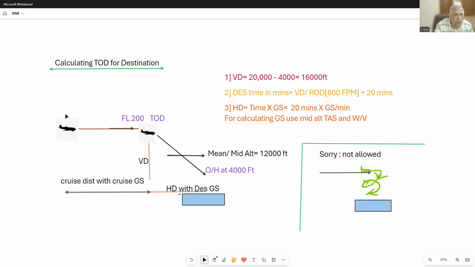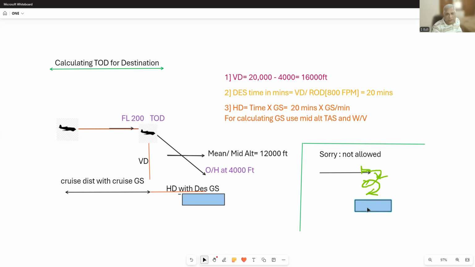First of all, how to calculate top of descent for the destination. That is, when should I start my descent to reach the destination? Now never ever try to reach overhead and then start orbiting. That will be the simplest method, but sorry, sir, it's not allowed. There is other traffic. And this is an airport, not your girlfriend's house that you start orbiting. Even that is not allowed.